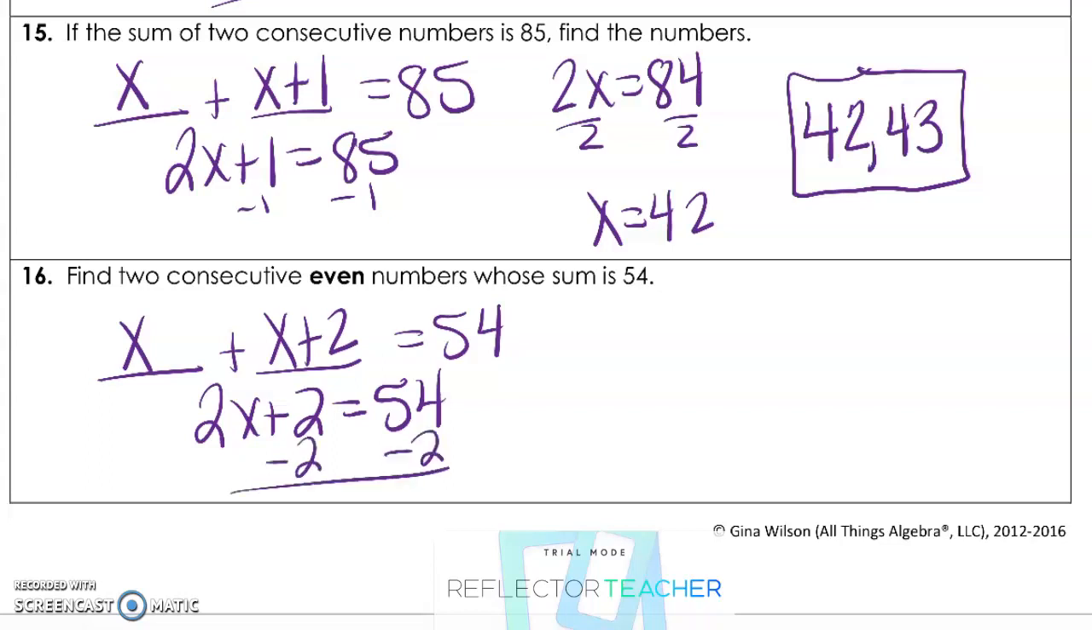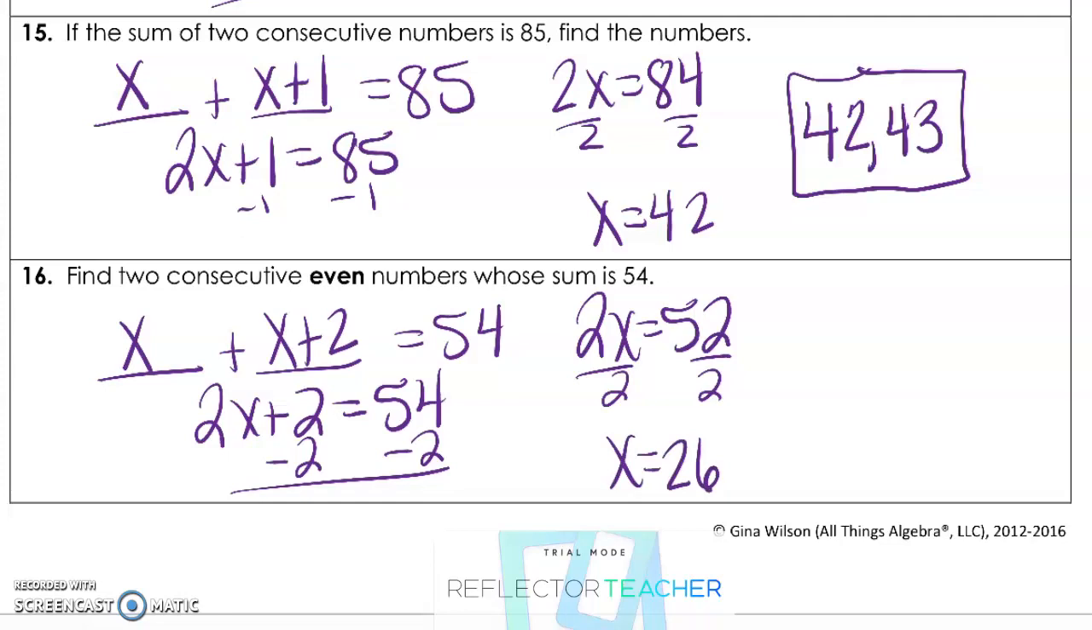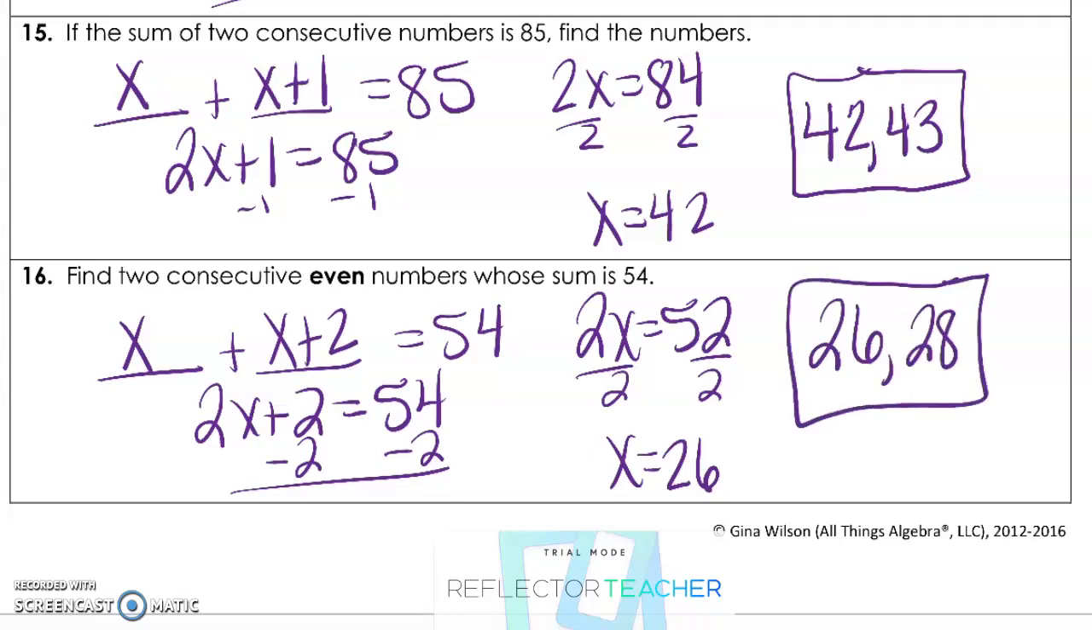Subtract 2 from both sides. 2x equals 52. Divide, x equals 26. So we get in the habit of writing 26 and 27, but that's not correct. We need our even numbers. So 26 and 28. If you would have added 26 and 27, you would not have gotten 54. So that's why you always want to check your answers.